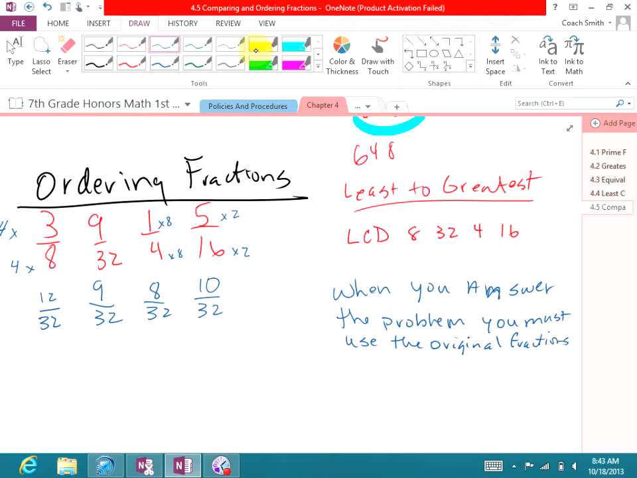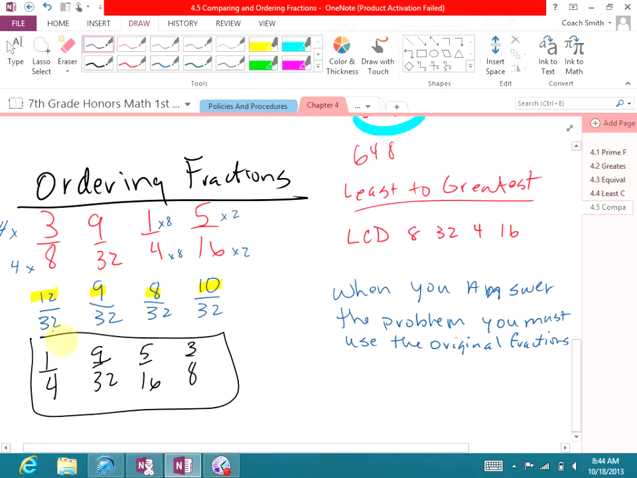As we look at our top numbers on those fractions, it's very clear that the smallest one is what? 1 over 4, which was 8/32. What's the next smallest? 9 over 32. 5 over 16. And 3/8. That is your fractions expressed in least to greatest order, stating the original fractions.